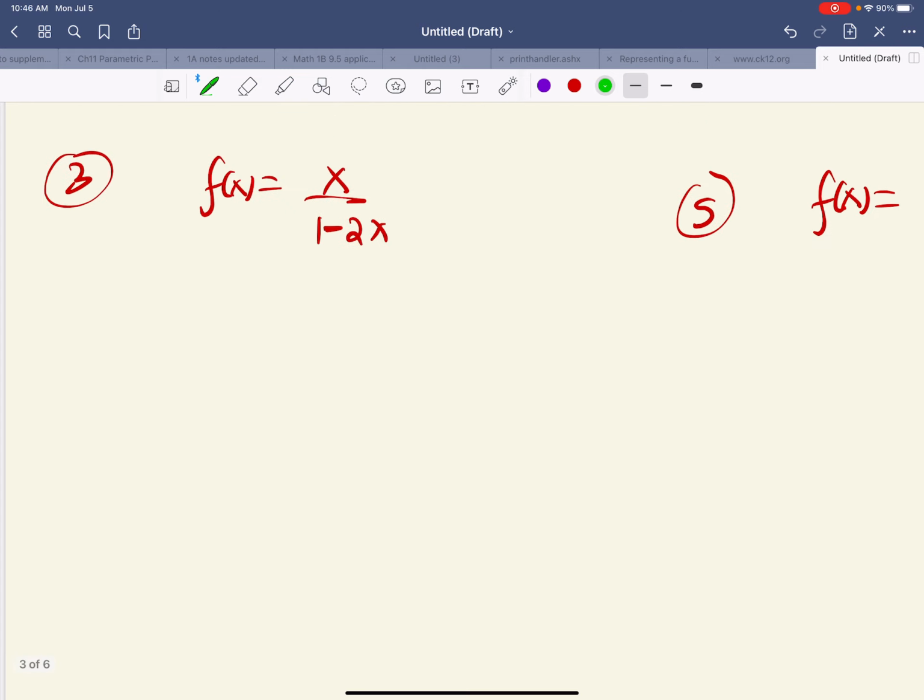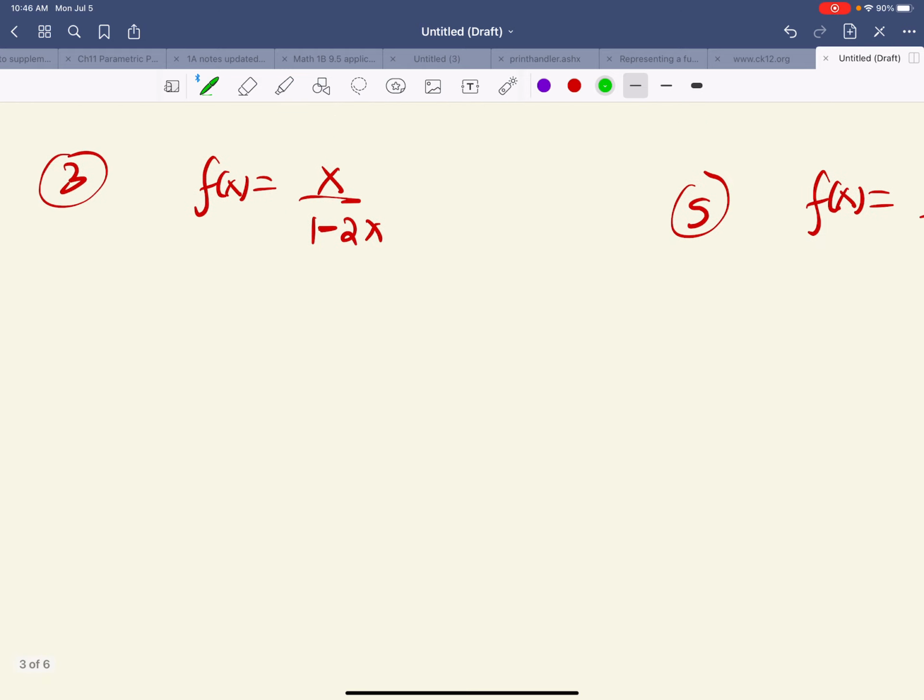Let's see number 3 first. f(x) is equal to x over 1 minus 2x. So how can I express it in a way that I do have the form 1 over 1 minus x? And this x can be something more than the x. It doesn't have to be just x.